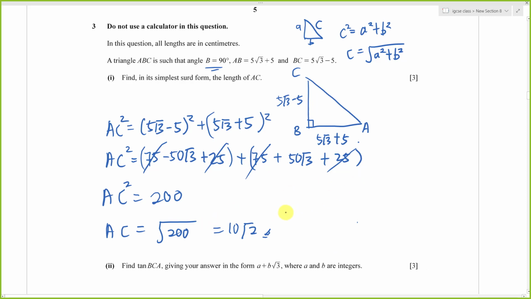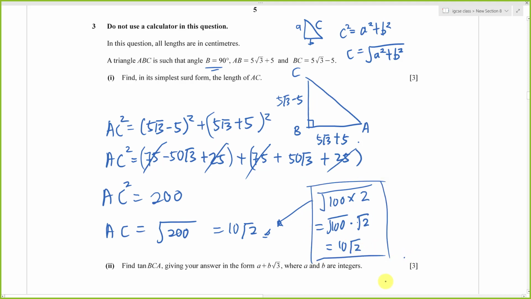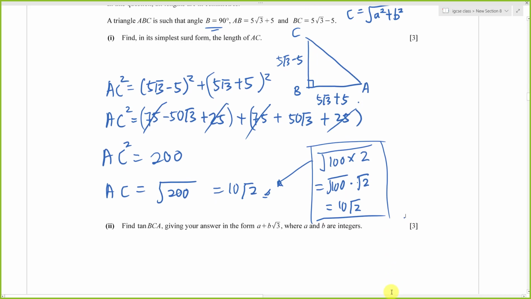Just in case, I can use the calculator, but you want to know the manual way, because I know square root 200 is basically 100 multiply 2. Then this one equals square root 100 multiply square root 2. So this is how I get 10 sub 2 here. But because now all of you have a very advanced calculator, so yeah, you can use the calculator.